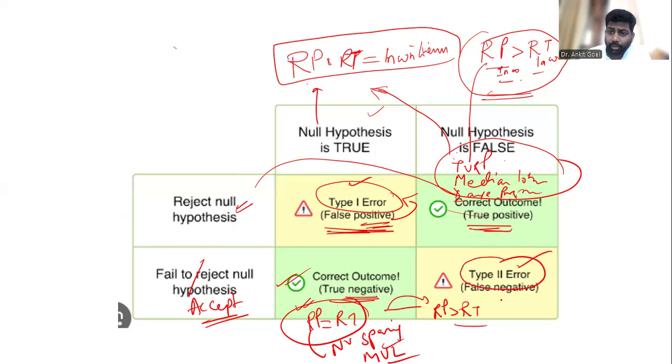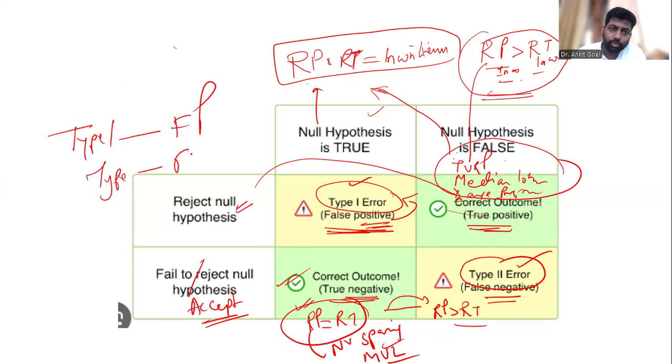And what is type 2 error? It's a false negative. That means there was supposed to be a difference in the finding, but you are still accepting the null hypothesis. So these are the false negative errors which are there in your study if you are accepting the null hypothesis, but there is a difference. For your MCQs, you need to know type 1 false positive, type 2 false negative.